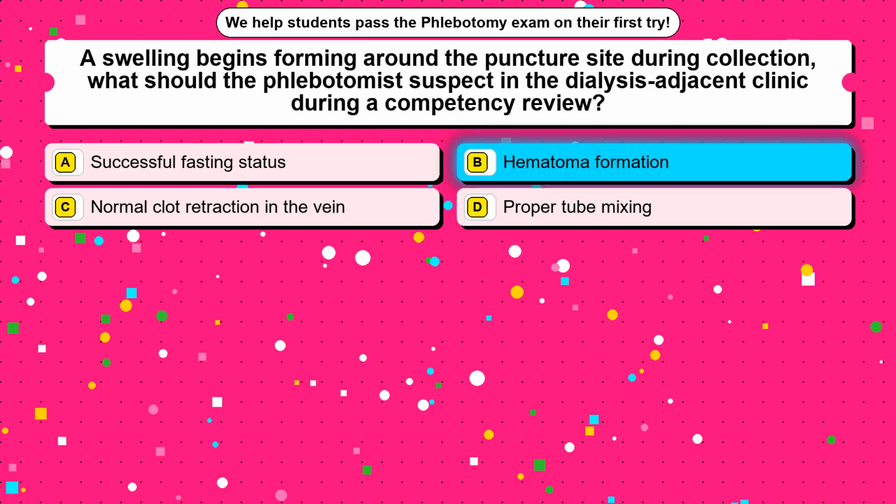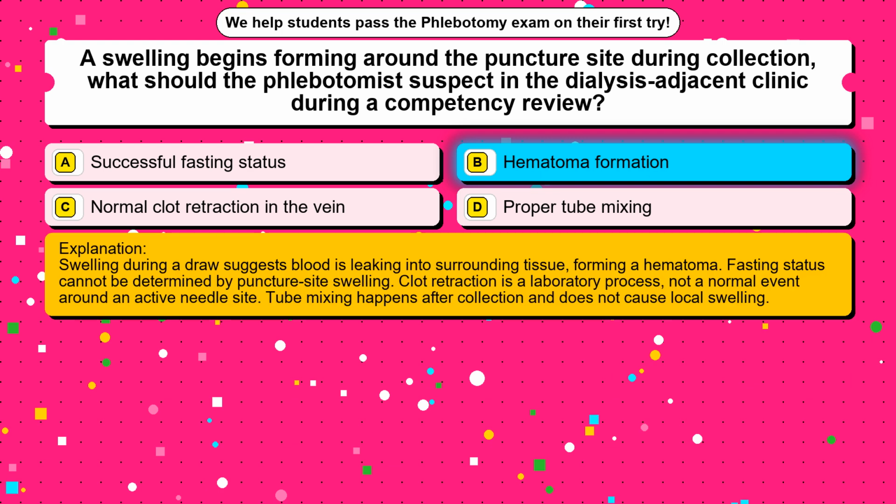The correct answer is option B. Hematoma formation. Swelling during a draw suggests blood is leaking into surrounding tissue, forming a hematoma. Fasting status cannot be determined by puncture site swelling. Clot retraction is a laboratory process, not a normal event around an active needle site. Tube mixing happens after collection and does not cause local swelling.